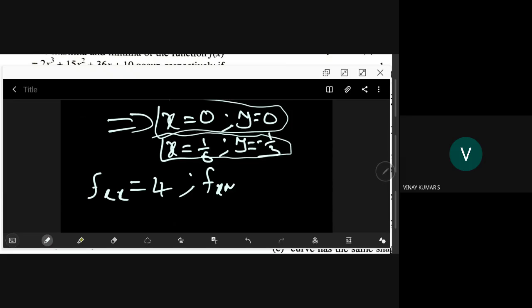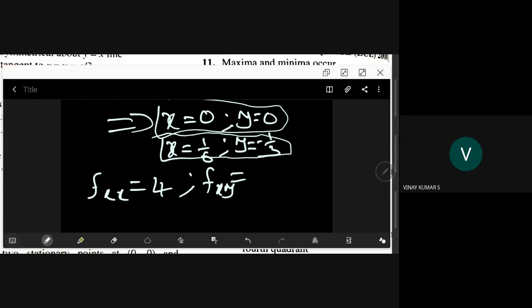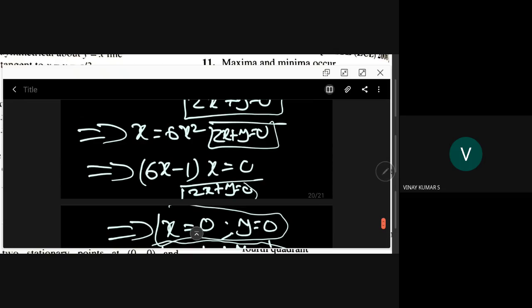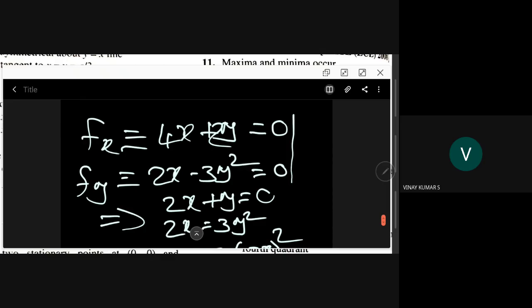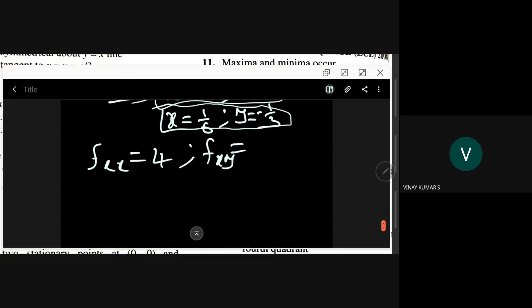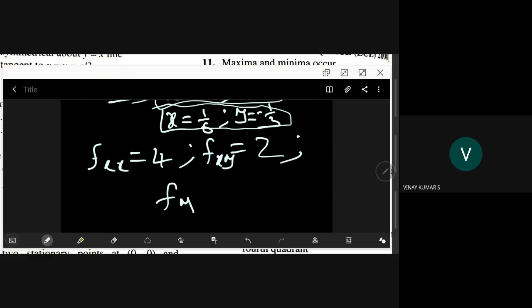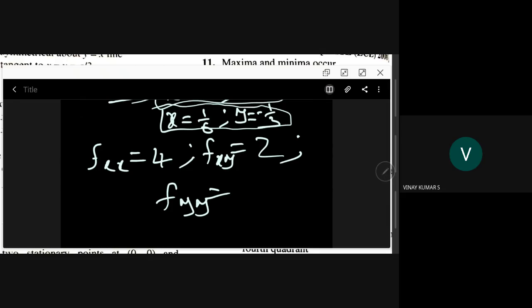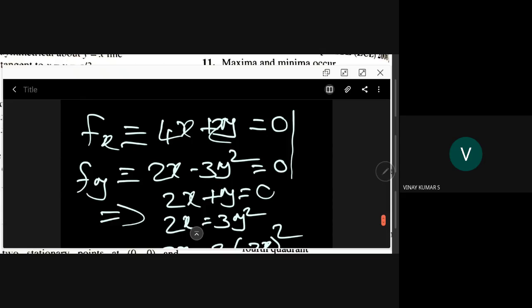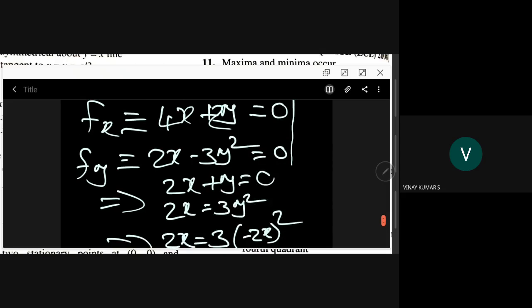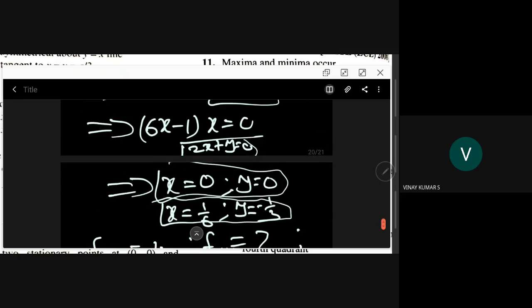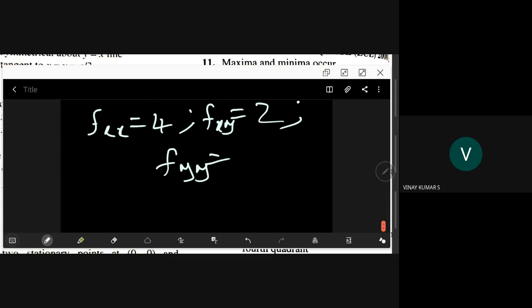fxy is, sorry, fxy. Where is our fxy? fxy is 2. Good. fxy is 2. And fyy is... fyy. Where is fyy? fyy is minus 6y. Minus 6y. Now see, it is very right.